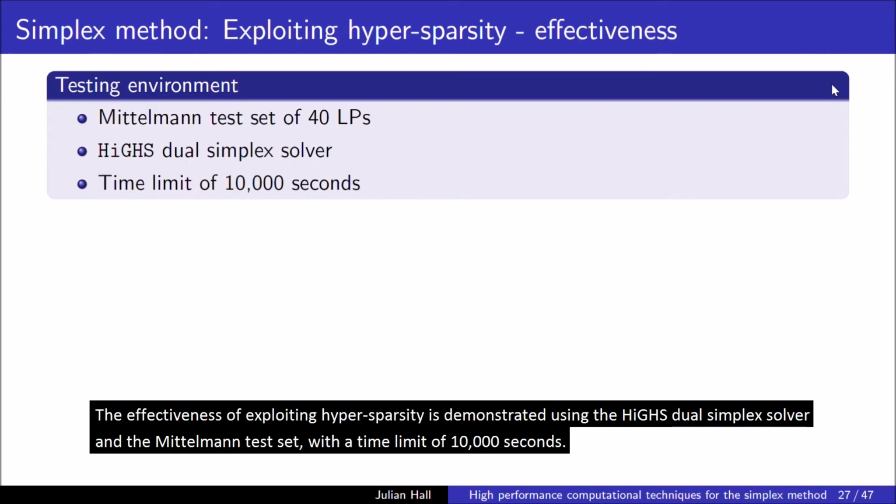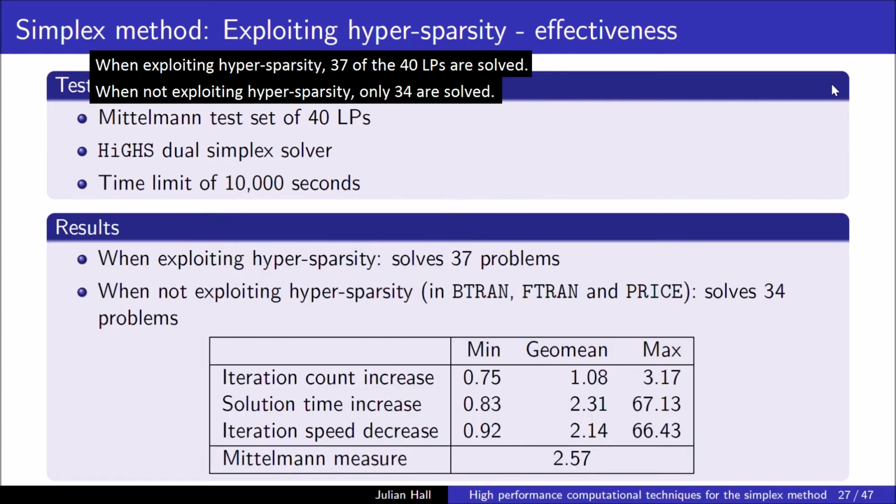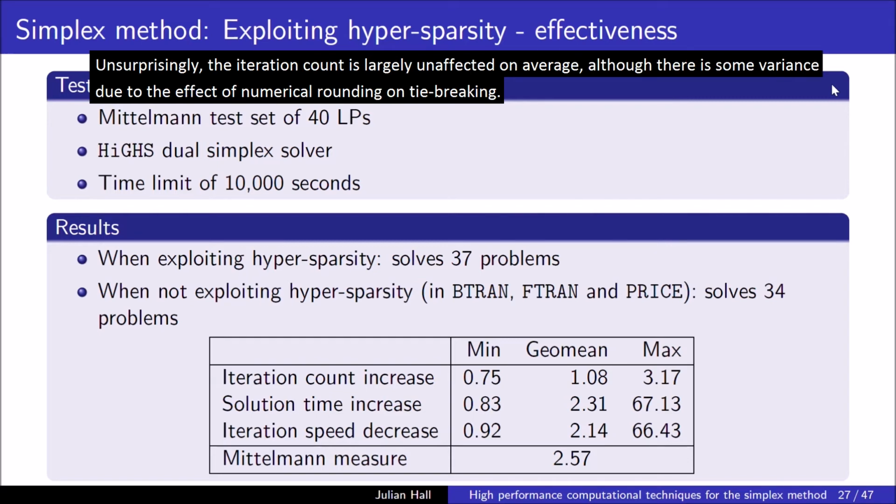The effectiveness of exploiting hypersparsity is demonstrated using HiGHS's dual simplex solver and the Mittelmann test set, with a time limit of 100,000 seconds. When exploiting hypersparsity, 37 of the 40 LPs are solved. When not exploiting hypersparsity, only 34 are solved. Unsurprisingly, the iteration count is largely unaffected on average, although there is some variance due to the effect of numerical rounding on tie-breaking.